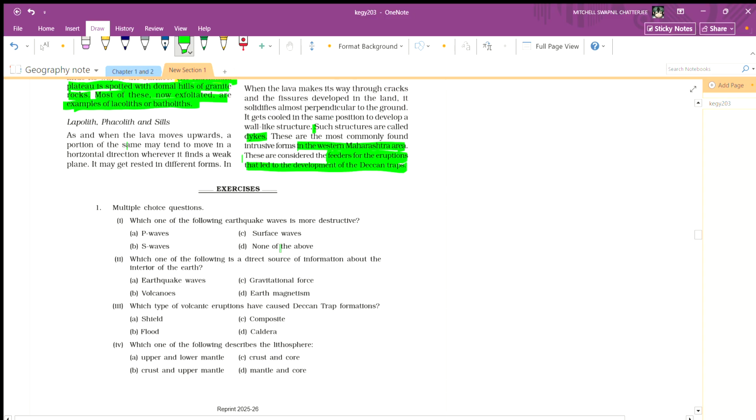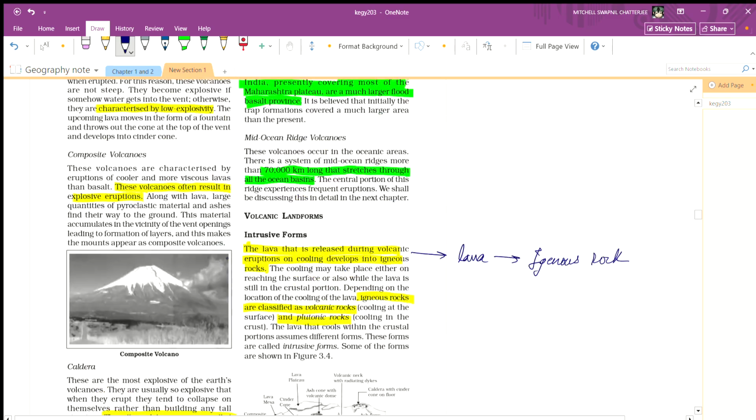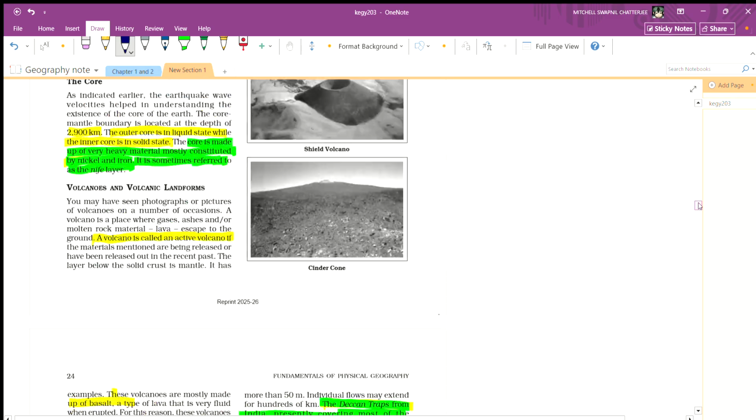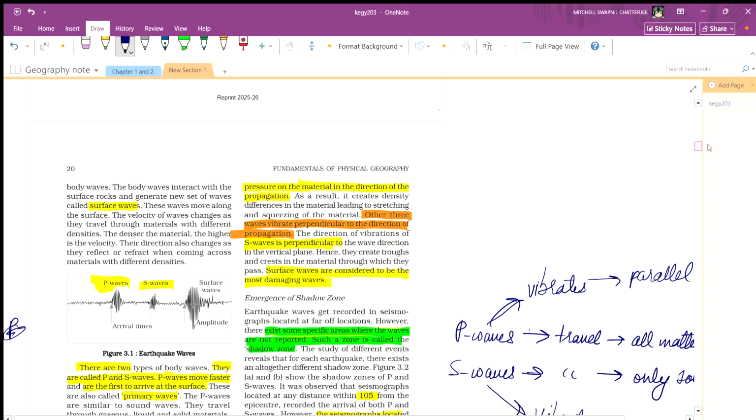So let's go through these. Which of the following earthquake waves are most destructive? Most destructive are surface waves because they have more intensity and more amplitude.